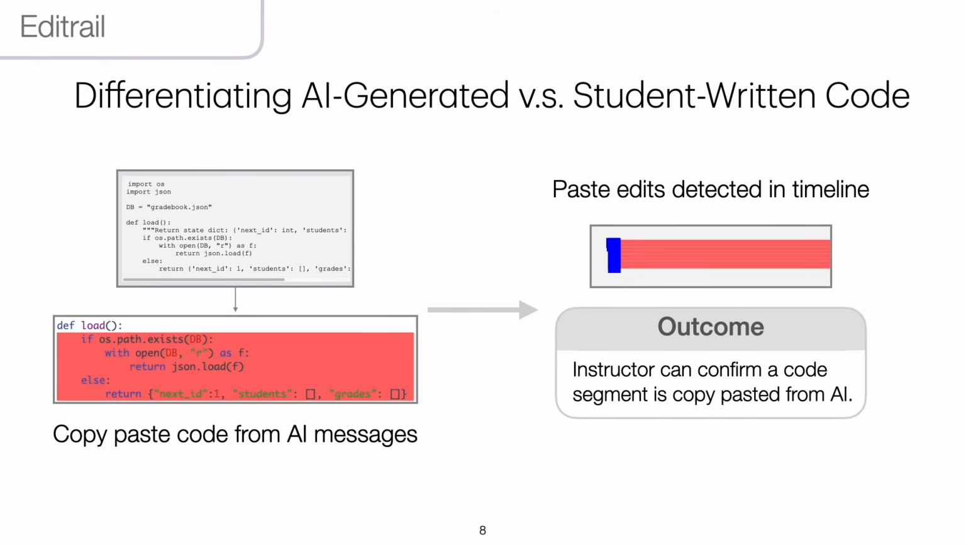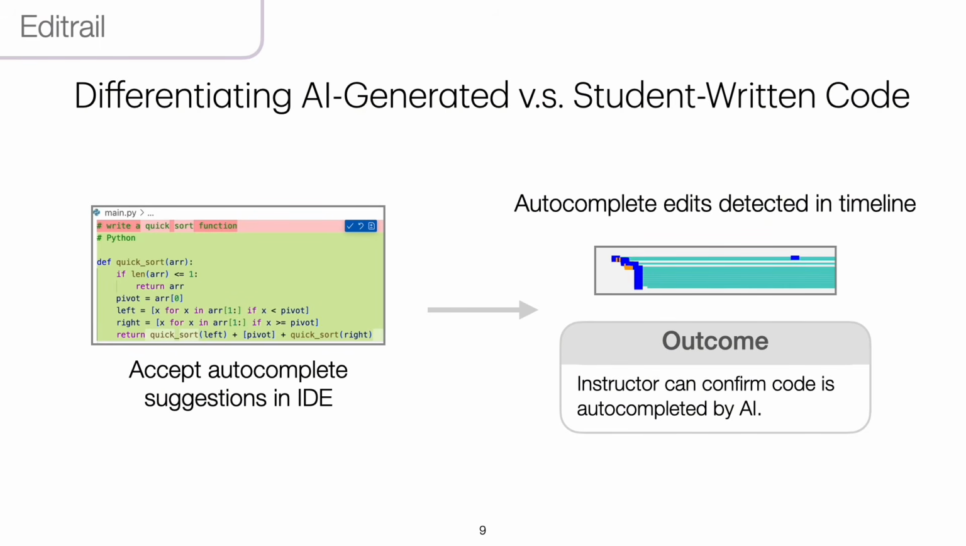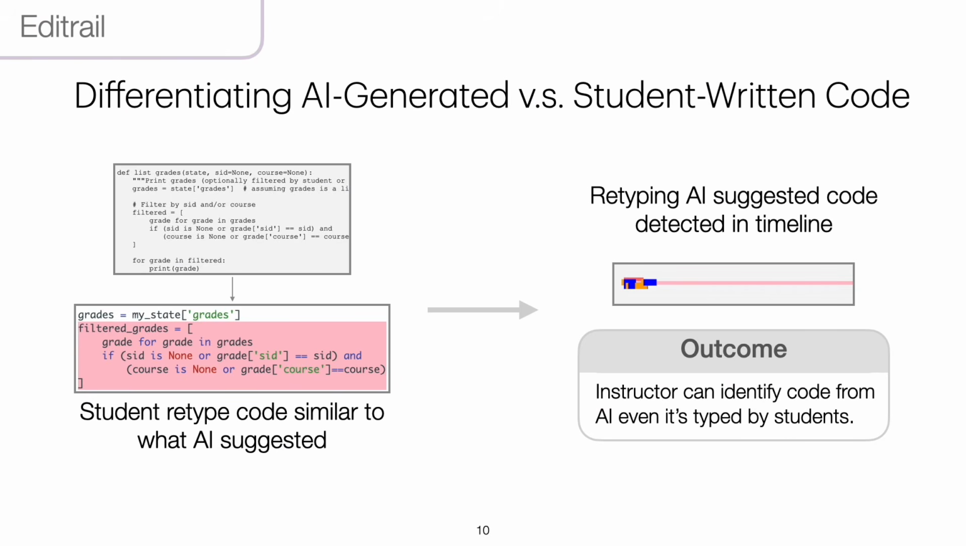Editrail also highlights code that originates from AI. For example, when a student copies and pastes code directly from an AI message, the pasted lines are highlighted in red in the timeline. Second, when users accept autocomplete suggestions in the editor, the code is highlighted in green in the timeline. Third, when a student retypes code that is very similar to what AI suggested, Editrail highlights it in light pink. By detecting these edits in the timeline, instructors can quickly identify AI-influenced code from various sources.